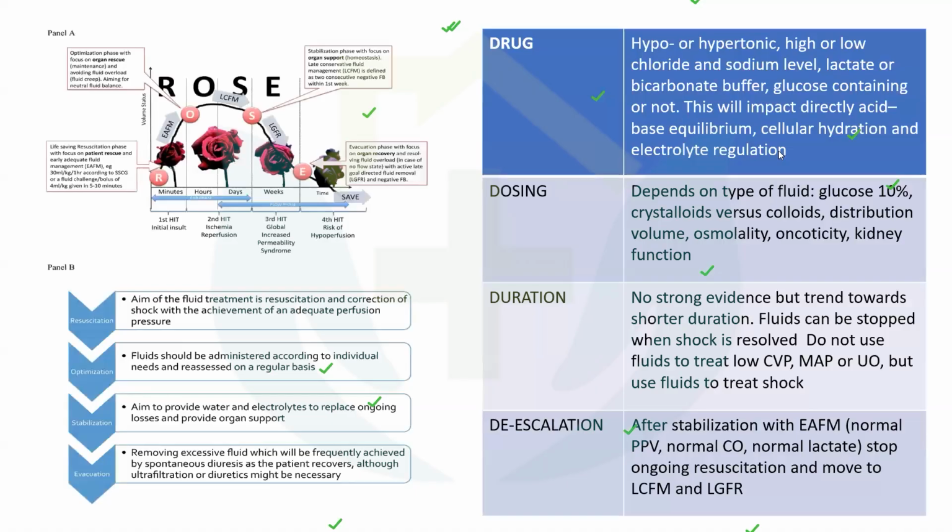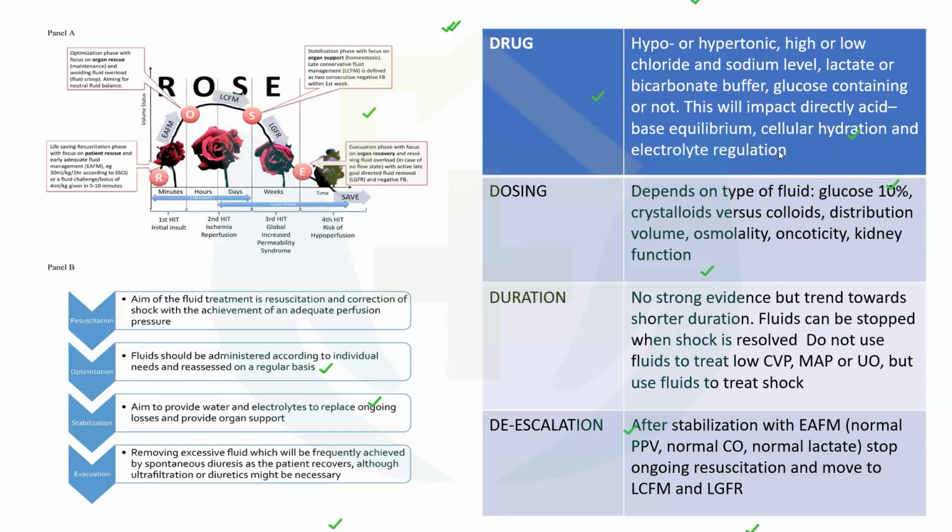So the ROSE protocol. R for resuscitation or rescue, O for optimization, S for stabilization, and E for evacuation. Resuscitation: the aim of the fluid treatment is resuscitation and correction of the shock to achieve adequate perfusion pressure. It is the first phase. Next, in optimization, fluid should be administered according to individual need and reassessed on a regular basis.